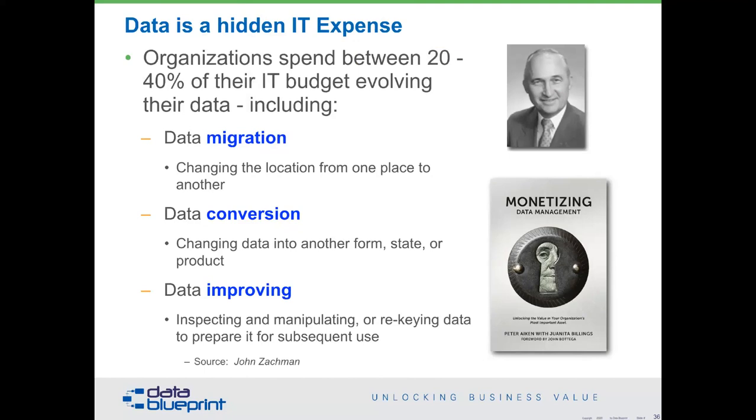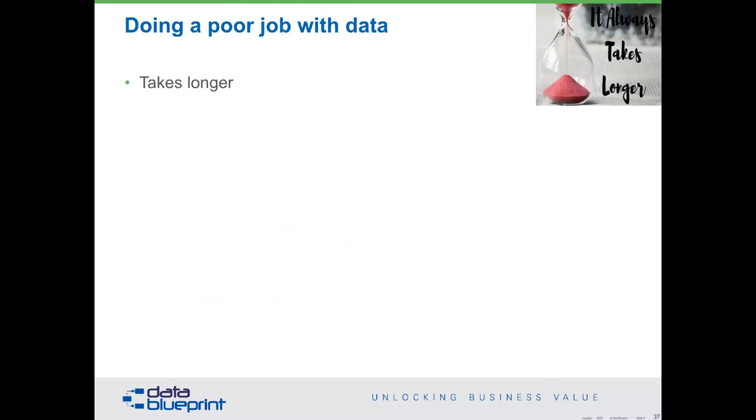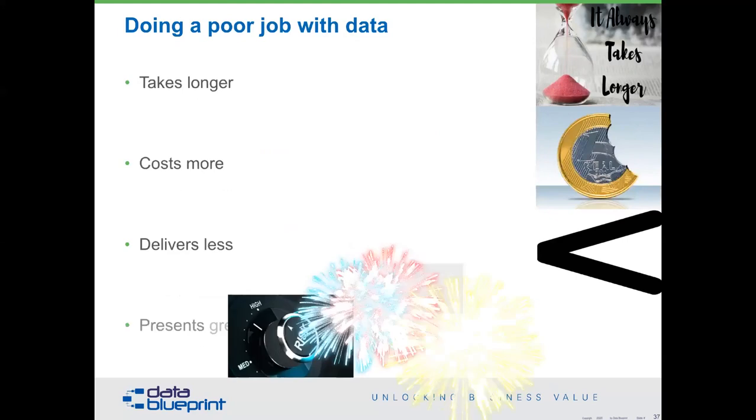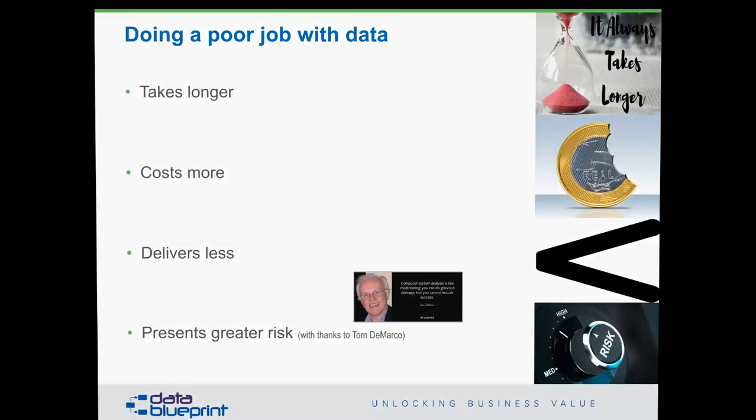This includes data migration, conversion, and improvement. And in each of those cases, you're going to need to have aspects of the data model in order to do this. When you do a poor job with data, your IT project takes longer, it costs more, it delivers less, and it presents greater risk to the organization than if you did it properly. Thank you, Tom DeMarco, for those wonderful words.